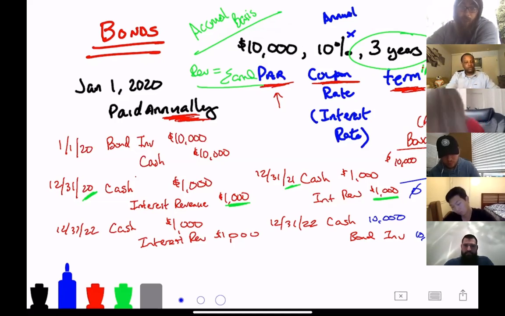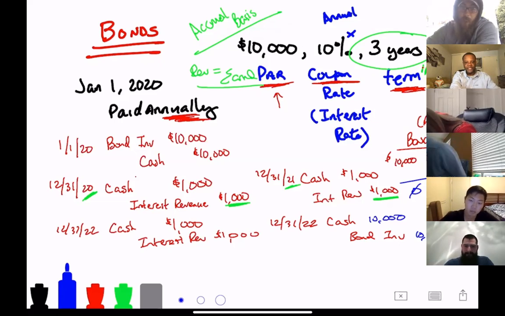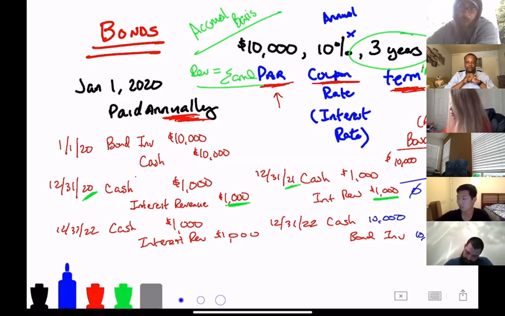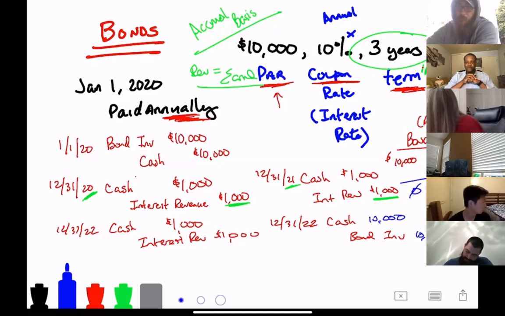Can you put the last 2 journal entries into just one journal entry? Yes. If they're happening on the same day, then yes, you can. All right, thank you.